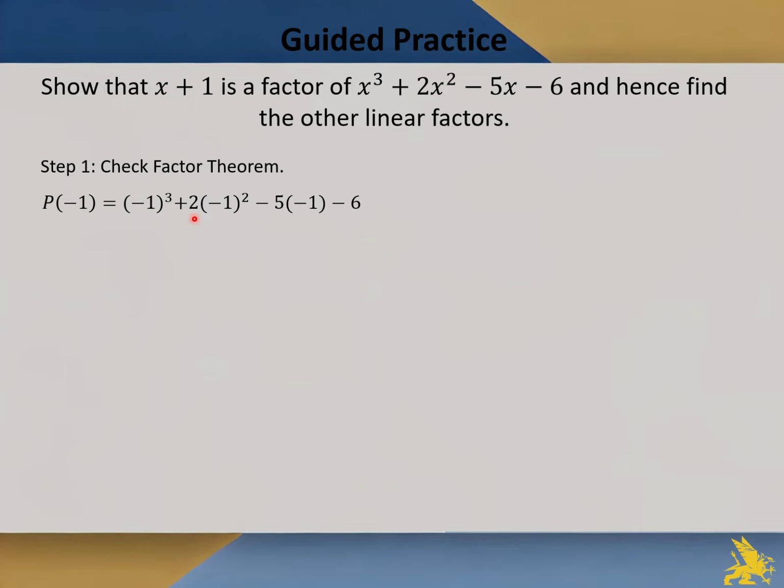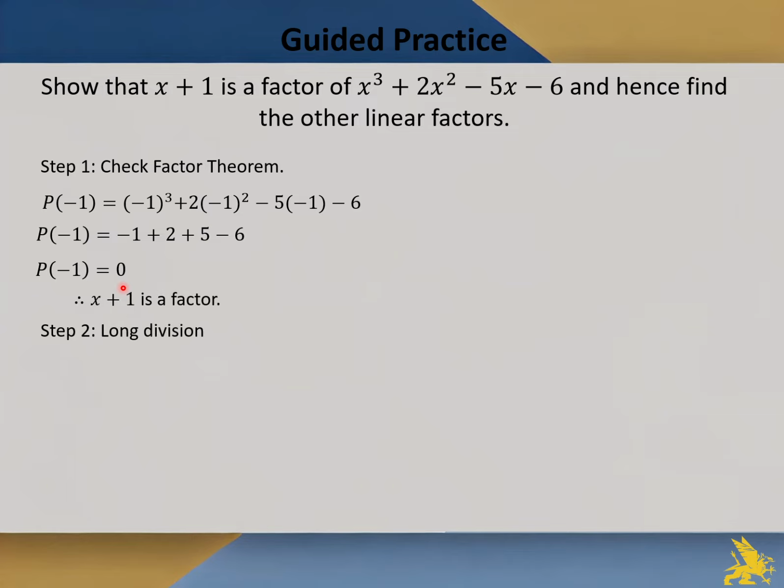So -1 to the power of 3 is -1. -1 squared times 2 is +2. -5 take away 1 is 5. Take away 6. Okay, so now we've got -1 plus 2 is 1. 1 plus 5 is 6. 6 take away 6 is 0. So that means it is a factor.